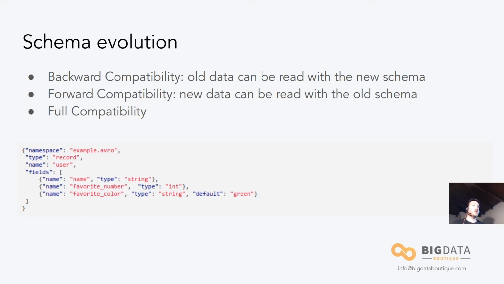Okay, so we have backward compatibility and forward compatibility. If we apply both together, we have full compatibility, which means we have backward compatibility and forward compatibility. That's the best way to assure we don't break our consumers when we evolve data, but at the same time, it's also the most restrictive way. Okay.